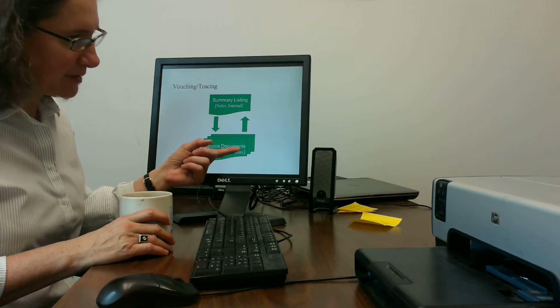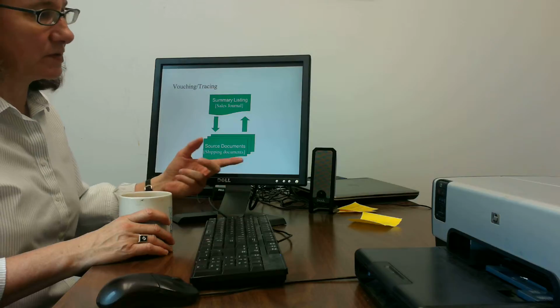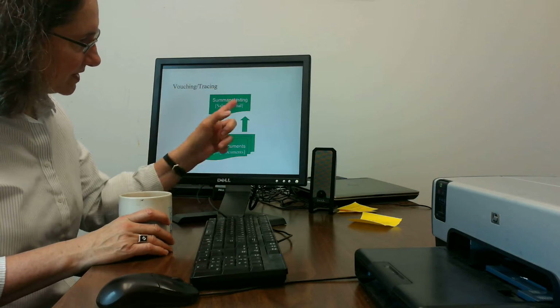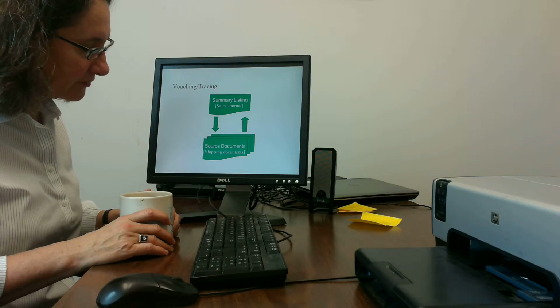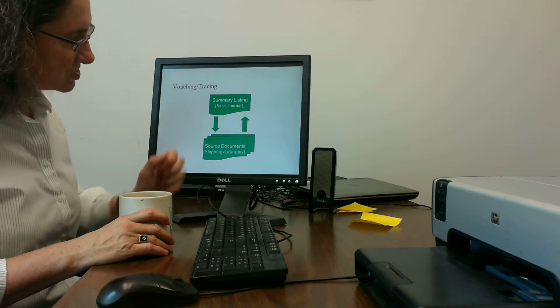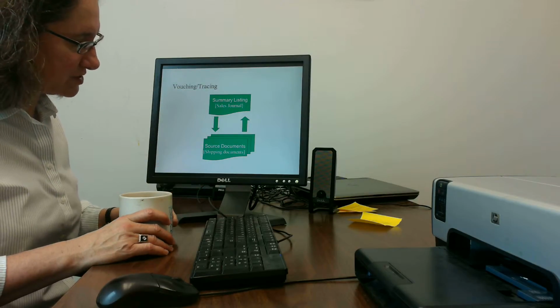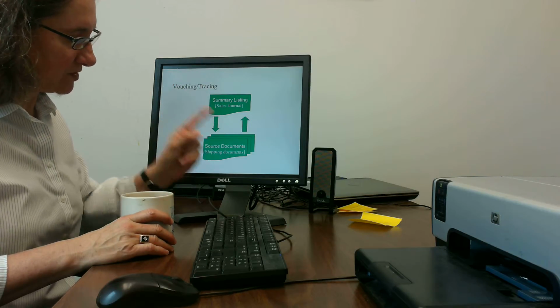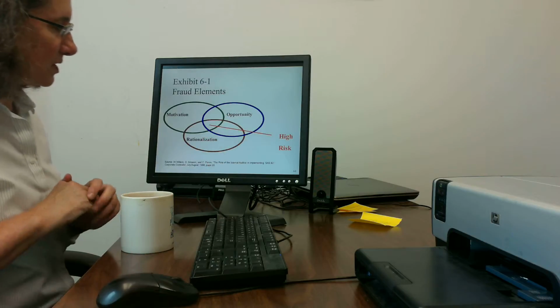So I would pull a sample of bills of lading or invoices or something and trace and make sure they got into the journal and therefore the ledger. So vouching versus tracing, important concept to understand. Vouching for occurrence or overstatement, tracing for completeness or understatement.